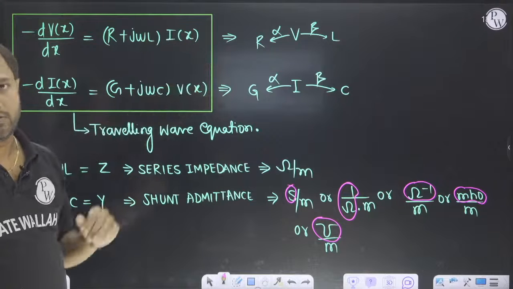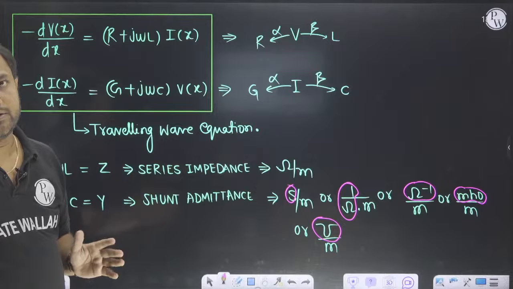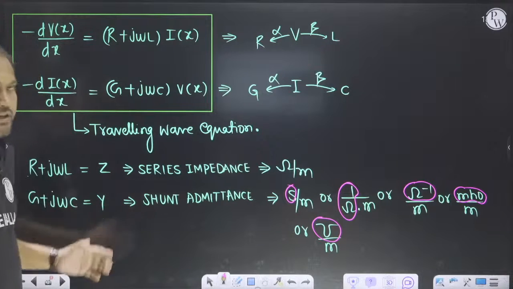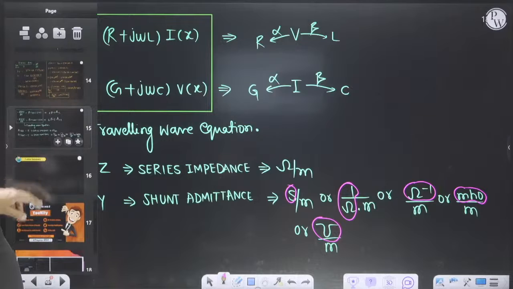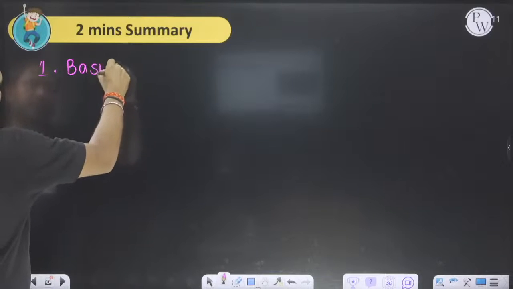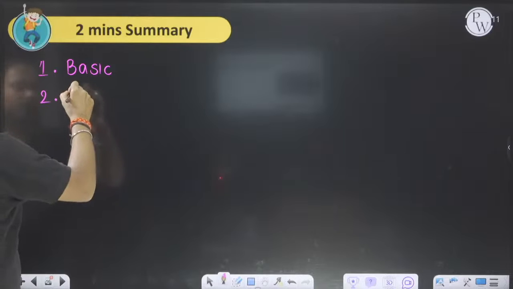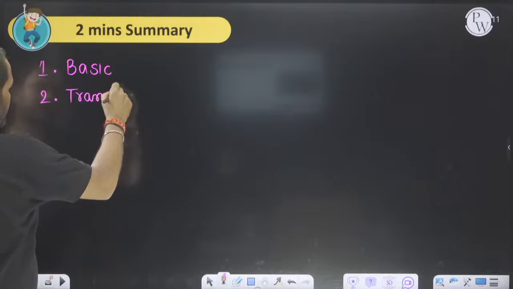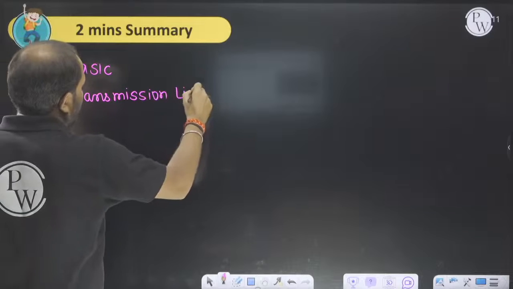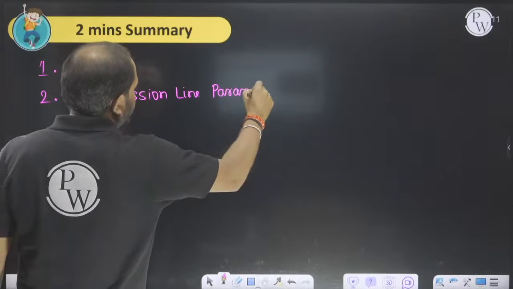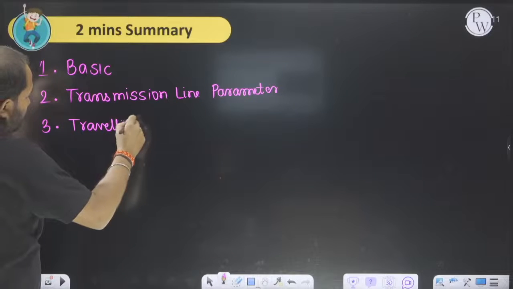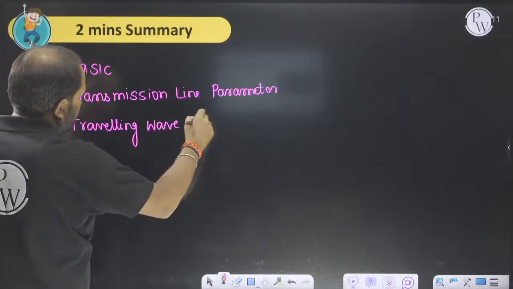I will give a summary also. After every teaching I will give a summary, so that you will get good concepts regarding that. So what we have studied: some basics, that means conductor loss, dielectric loss. Second, transmission line parameters, which will be Monday's class. And third is the traveling wave equation, and we have derived the traveling wave equation also.